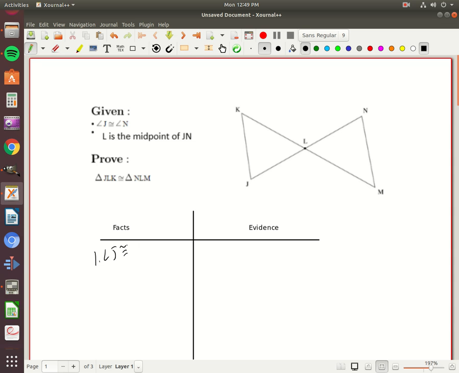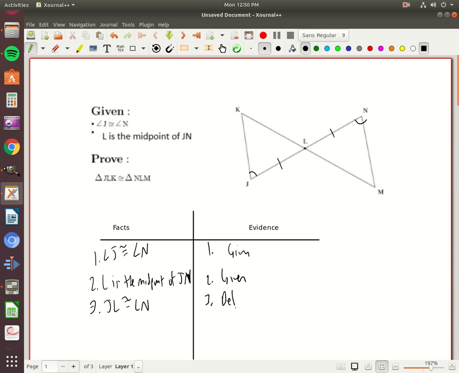So angle J is congruent to angle N. I will say that is true because that is given. I will say that L is the midpoint of JN, and that is given. And who cares if L is the middle of JN? Well, I think that allows me to then say that JL is congruent to LN. And why can I say that? Because that is the definition of a midpoint.